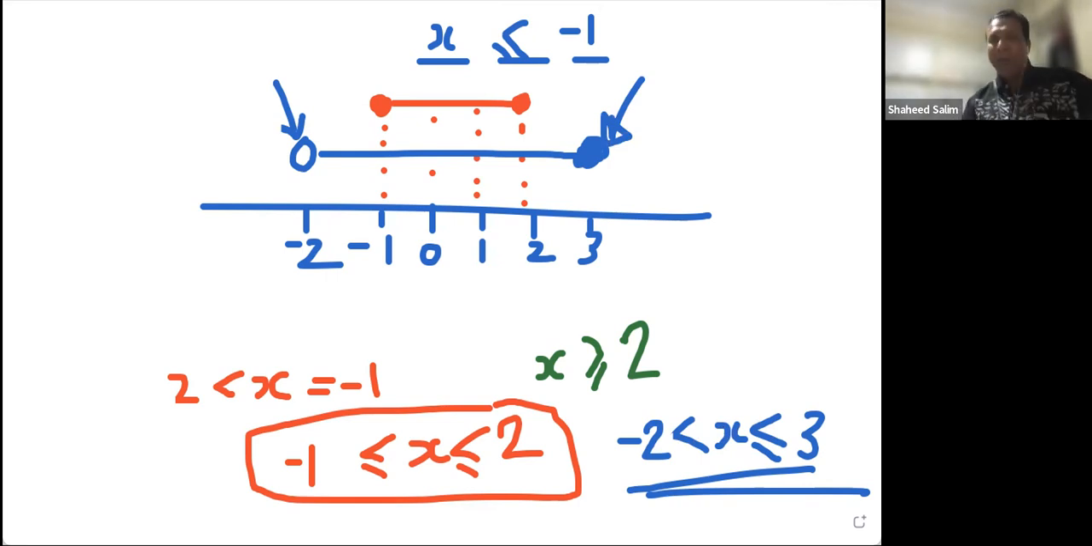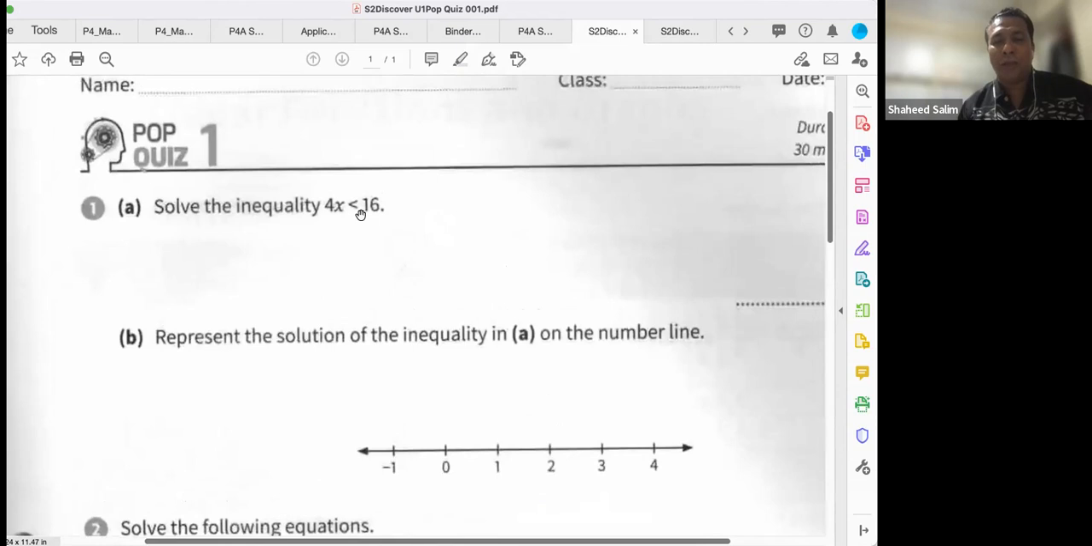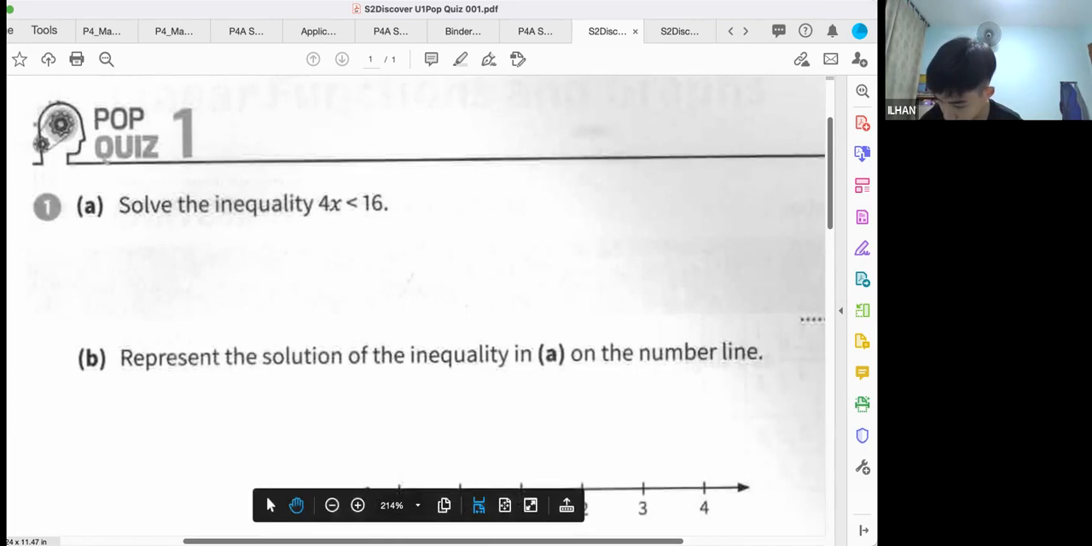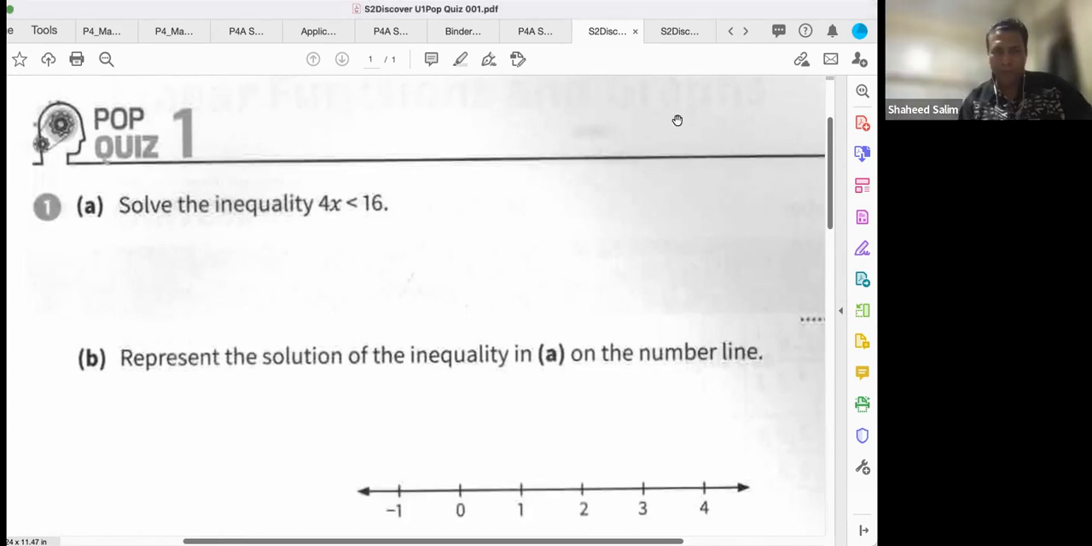Okay, I think maybe you are ready for the quiz. That thing we just try. We see how you are going to do down here. Can you solve the inequality down here? Can you solve this? X is smaller than 4. Great. Okay, now you tell me how to do this number line.